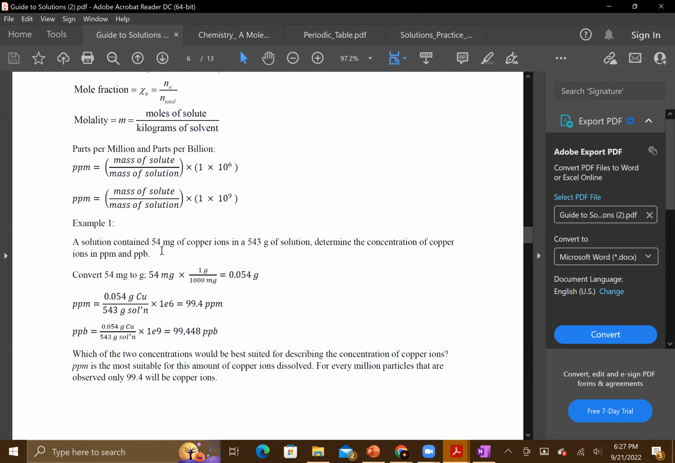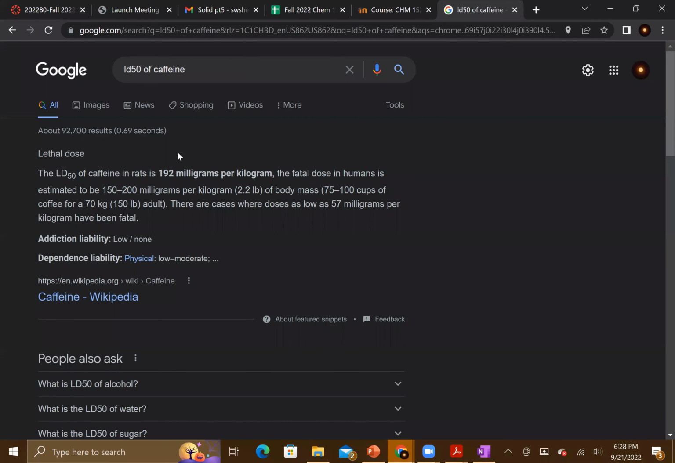So a solution contains 54 milligrams of copper and 543 grams of solution. Determine the concentration of copper ions in parts per million. Notice that they take the mass of the copper, which is 54 milligrams. I did this for you. I convert the milligrams into grams, then take the grams of solution and put it at the bottom, divide them, and multiply by 10 to the 6th, and you end up with parts per million.